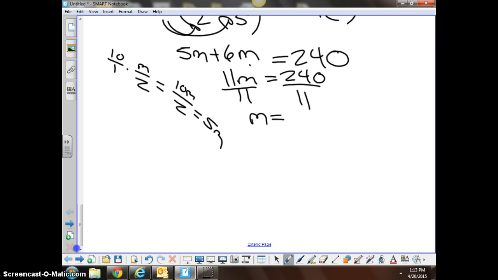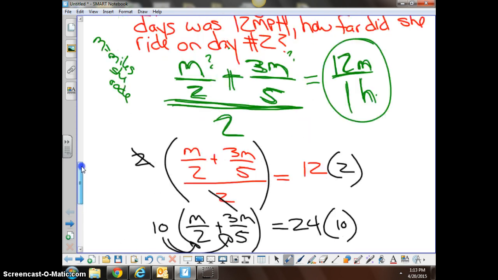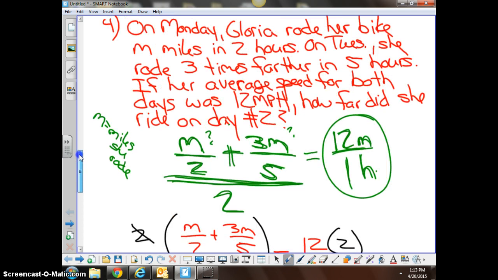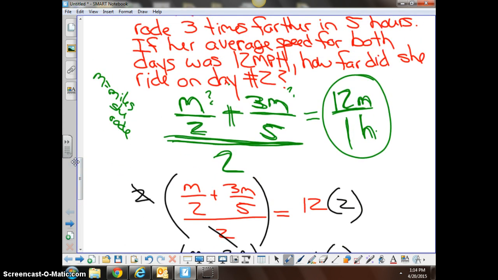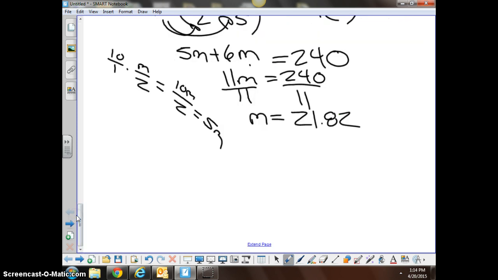Pranav. 21. Is that rounded or is that exact? 21.82. Done, right? No, you didn't answer the question. The question was, how far did she ride on day 2? And on day 2, we know she rode 3 times as far as she did on day 1. So how far did she ride on day 1, by the way? 21.82. We don't care what she rode on day 1. What did she ride on day 2?